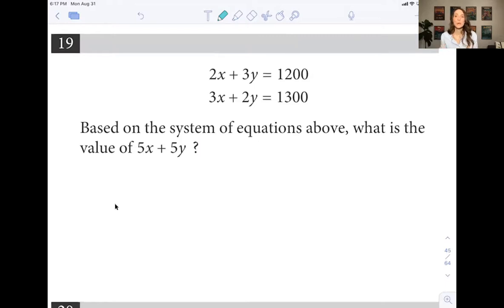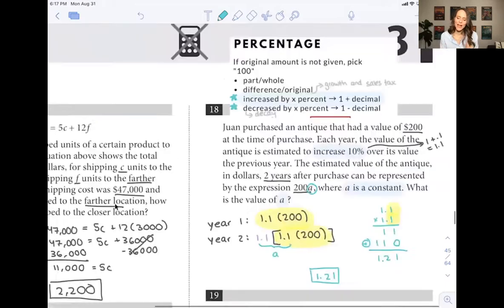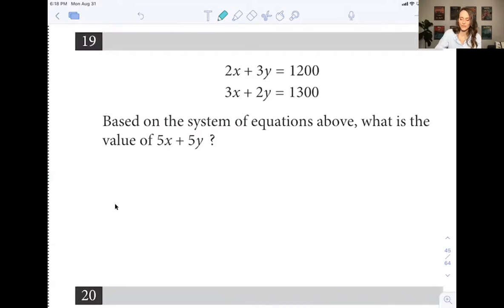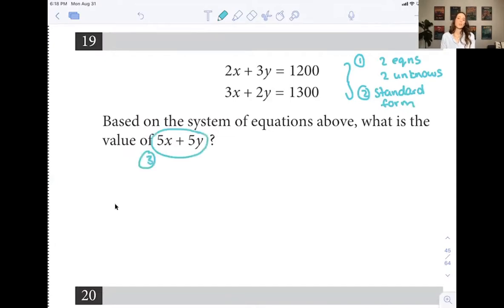Okay, so this is a no calculator section. And on the SAT's no calculator section, whenever I see a system of equations, so I see 2 equations with 2 unknowns, this is my first clue. I have 2 equations and 2 unknowns. My second clue is they're both in standard form. And then my third clue is they want a combo of variables. They don't just want to know what X is equal to or what Y is equal to.